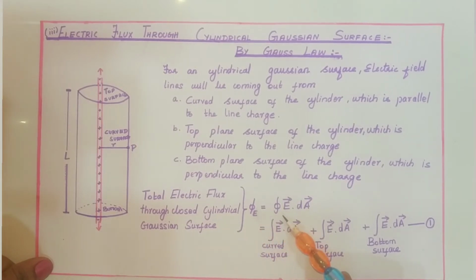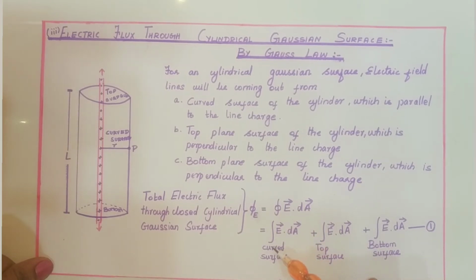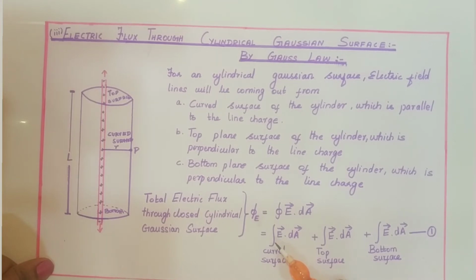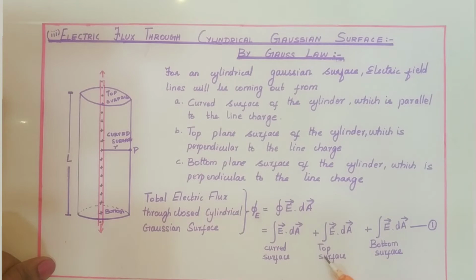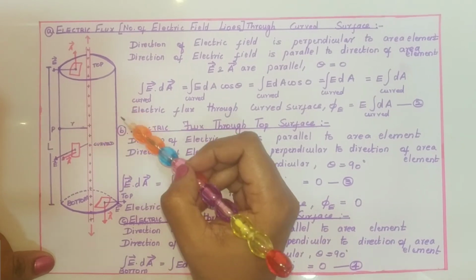phi E is equal to the closed integral of E vector dot dA vector. This closed integral is for the curved surface, the top surface and the bottom surface. The expression is written as the integral over the curved surface of E vector dot dA vector, plus the integral over the top surface of E vector dot dA vector, plus the integral over the bottom surface of E vector dot dA vector. Now we have to calculate the flux values for each surface. First, let us find the flux for the curved surface.